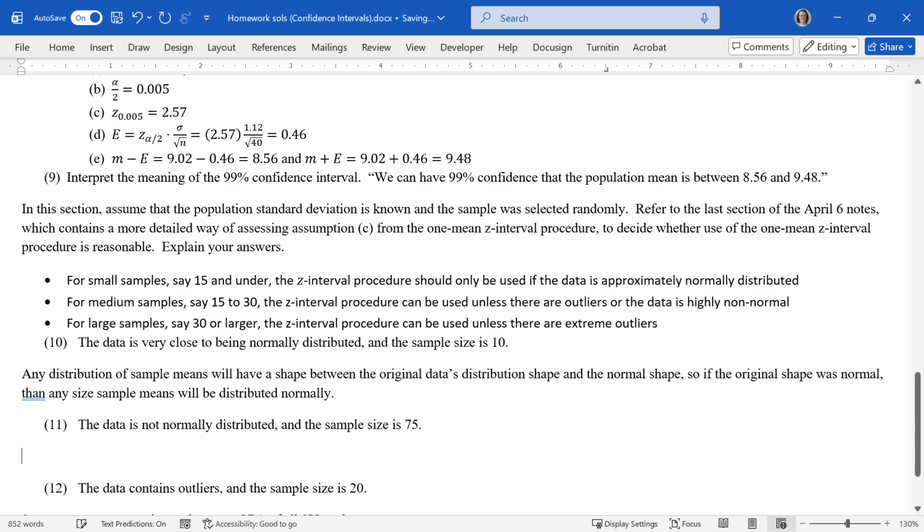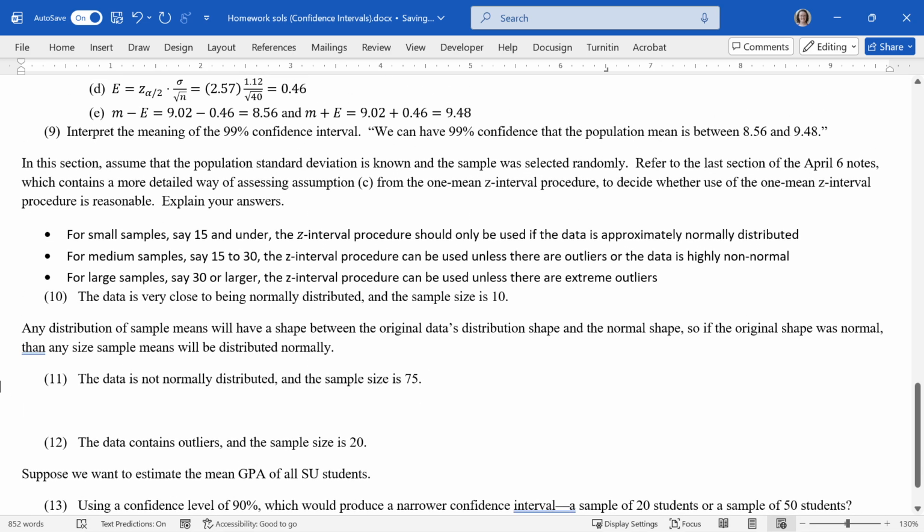Okay, the data is not normally distributed and the sample size is 75. This should be fine. This is really large. It's way larger than 30. So even extreme outliers, I don't think I would be worried about them at this point. This is a very large sample size, so any original distribution of the data is fine.